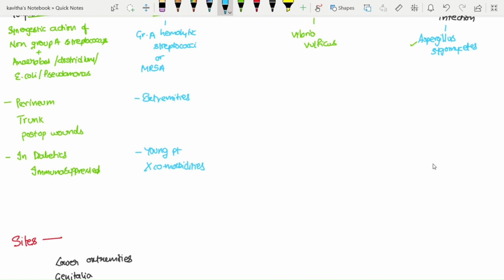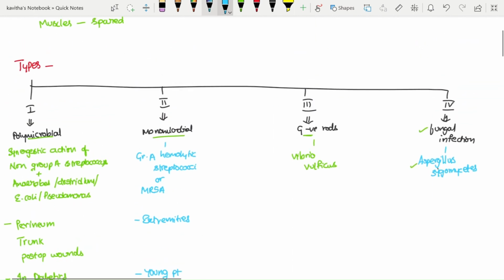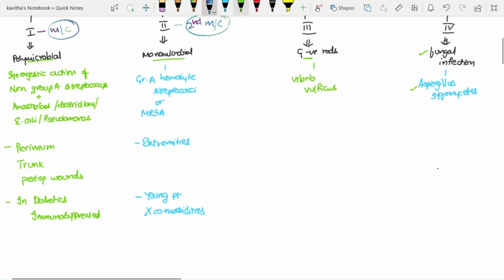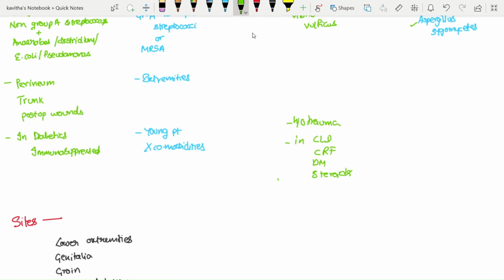Why I'm stressing these two is because type 1 is the most common type, whereas type 2 is the second most common type of necrotizing fasciitis. A few points about type 3. It is usually seen after a history of minor trauma in patients with chronic liver disease, chronic renal failure, diabetics, and patients who are on steroids. Type 3 and type 4 are both rare.